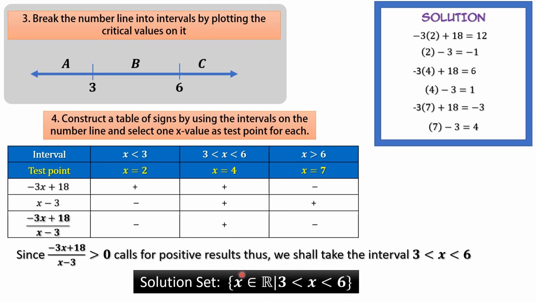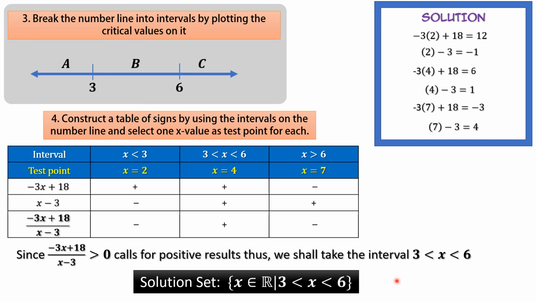This is how we're going to write the solution set. So, how are we going to read this one? Follow me. Listen carefully. X is an element of all real numbers such that x is greater than 3, but less than 6. I will repeat: x is an element of all real numbers such that x is greater than 3, but less than 6. This is now the solution set.